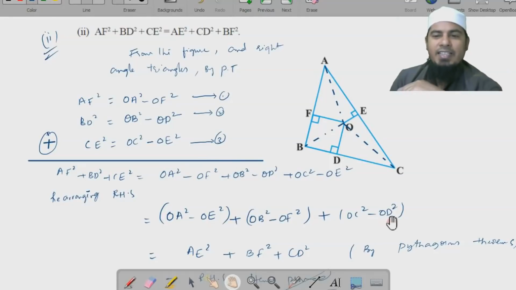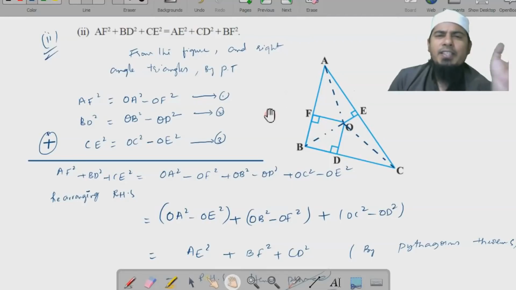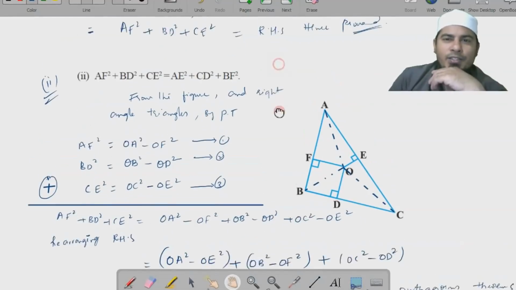Again rearranging and reframing to get OA square minus OE square. In the right angle triangle AEO, you'll get AE square by Pythagoras theorem. That's all. Hence, very simple solution, you got it here. Let us go to the next question.